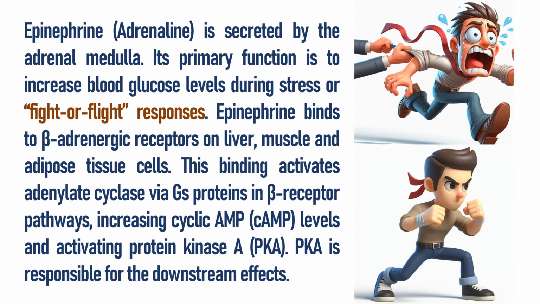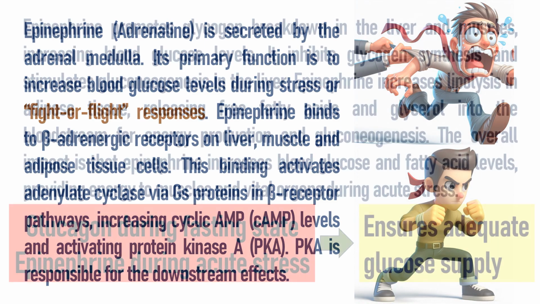Epinephrine is secreted by the adrenal medulla. Its primary function is to increase blood glucose levels during stress or fight-or-flight responses. Epinephrine binds to beta-adrenergic receptors on liver, muscle and adipose tissue cells. This binding activates adenylate cyclase via Gs proteins in beta receptor pathways, increasing cyclic AMP levels and activating protein kinase A, which is responsible for the downstream effects.